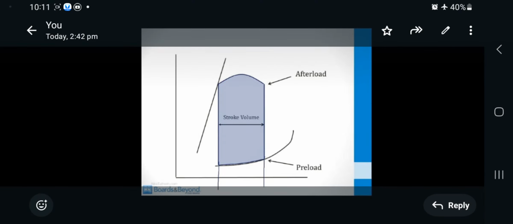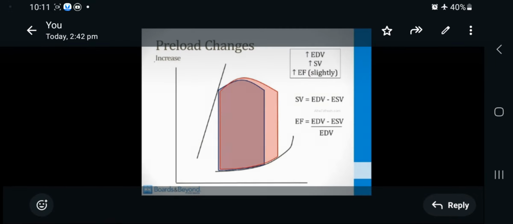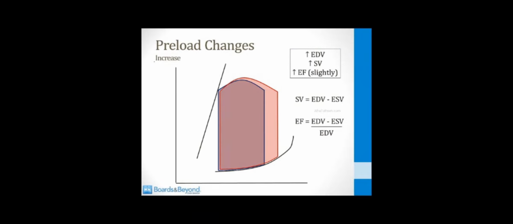Preload is in the bottom, afterload is in the top. Preload changes: if it is increased, it will increase end diastolic volume. Stroke volume will be increased, due to which ejection fraction will be slightly increased, since stroke volume is equal to end diastolic volume minus end systolic volume, so ejection fraction equals end diastolic volume minus end systolic volume by end diastolic volume.